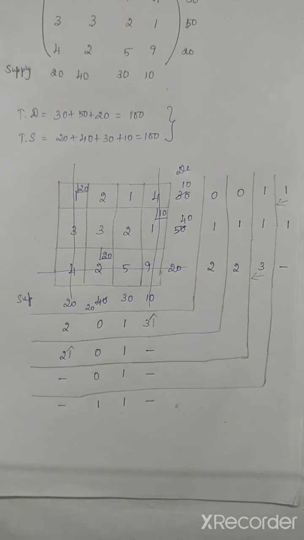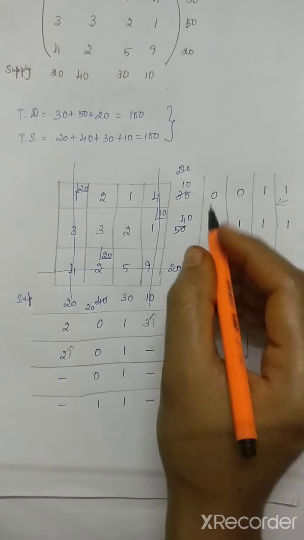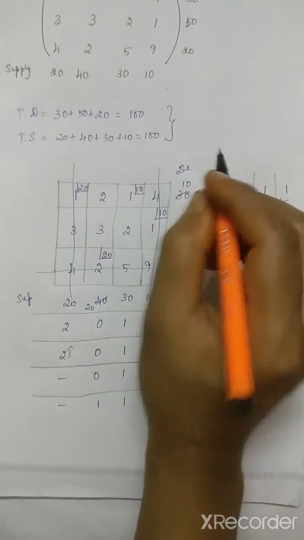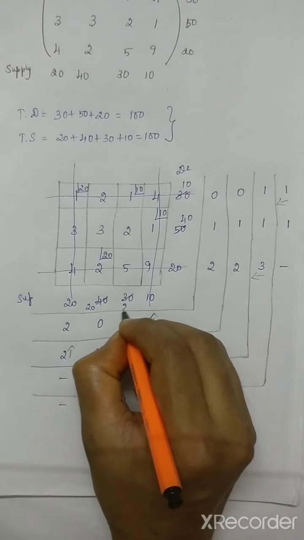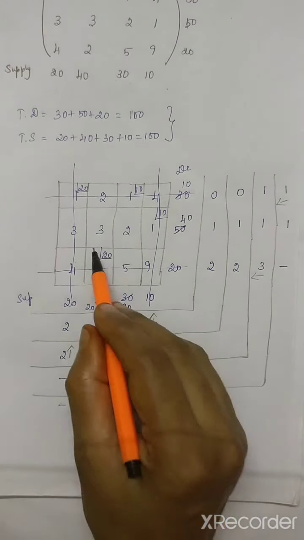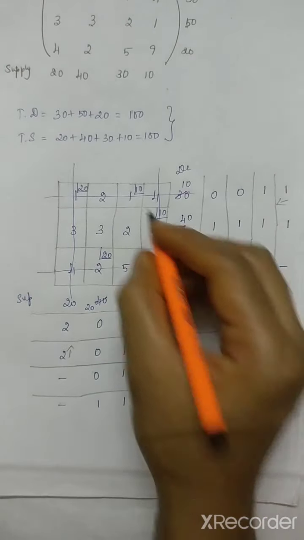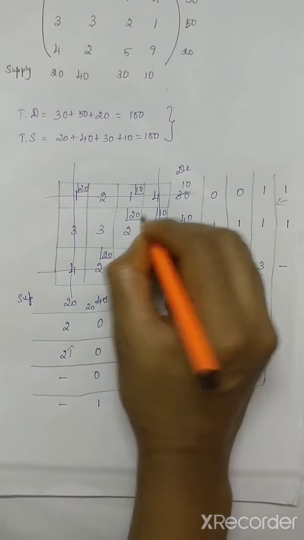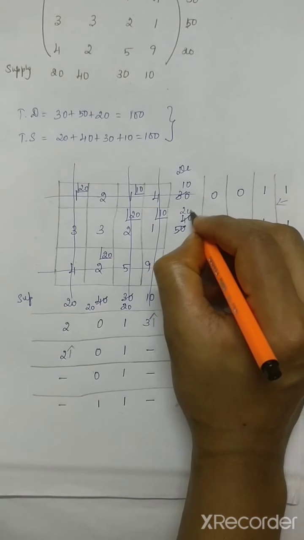For 2 and 1, 1 is the smallest element. Comparing 10 and 30, you have to allocate 10 here. So this row will be cancelled. This will be 20. Again we have only 2 elements. From these 2 elements, the smallest element is 2. Comparing demand and supply, you have to allocate 20 here. You have to cancel this column. This will be reduced to 20.